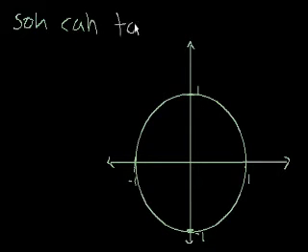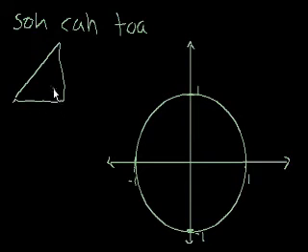Let me write that down. SOHCAHTOA. And what that told us is, let's say we had a right triangle. Let me draw a right triangle. And this is the right angle here. This is the hypotenuse. Let me label the hypotenuse H. And say we want to use this angle right here, theta.